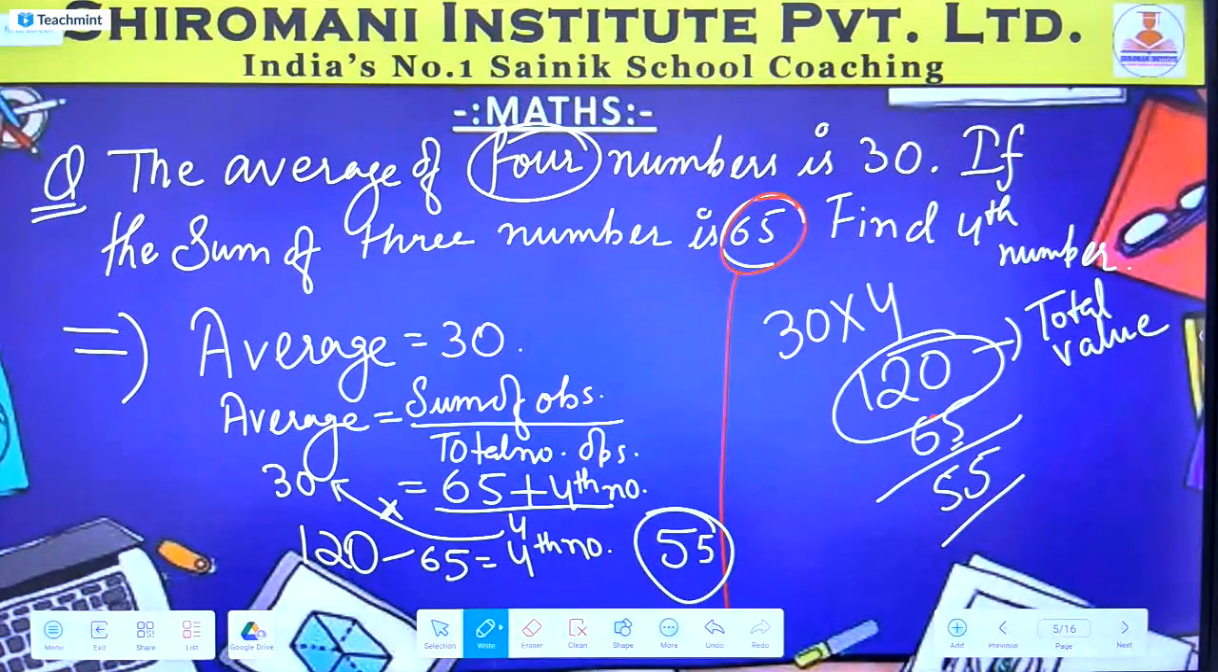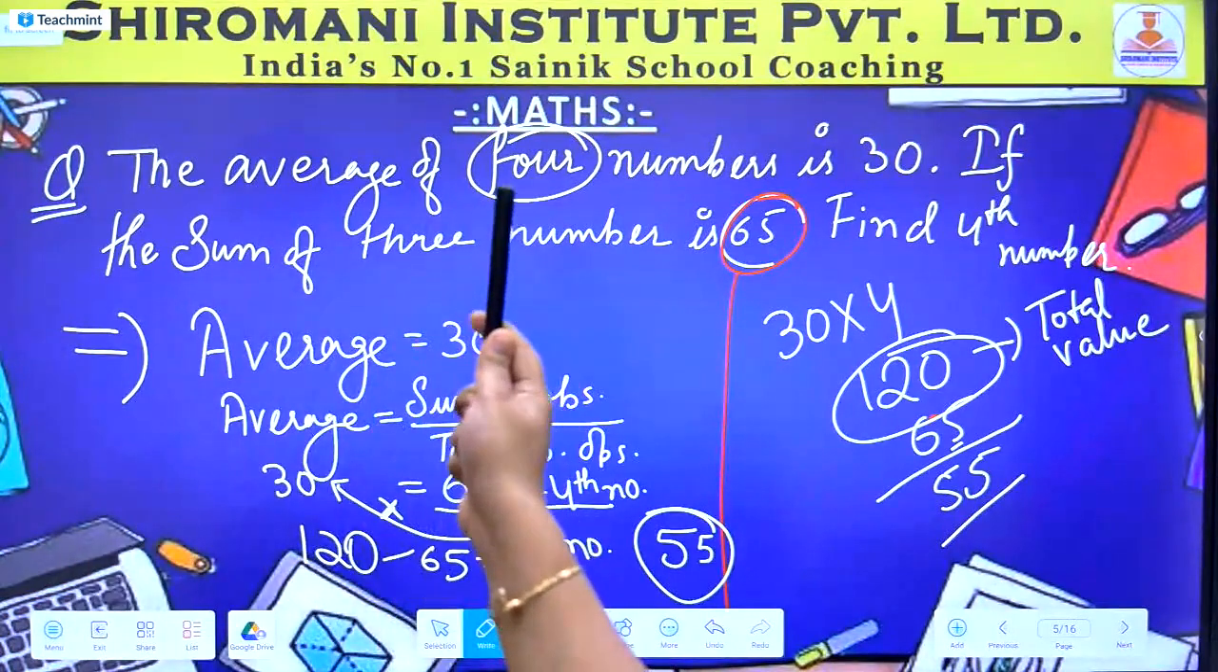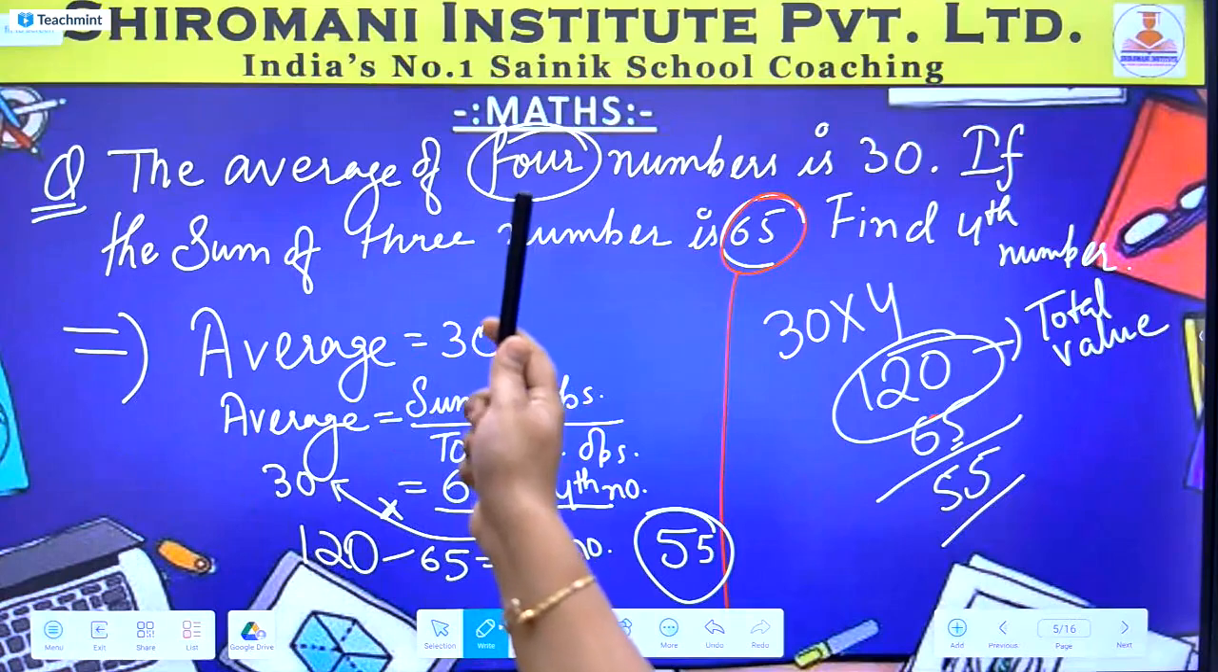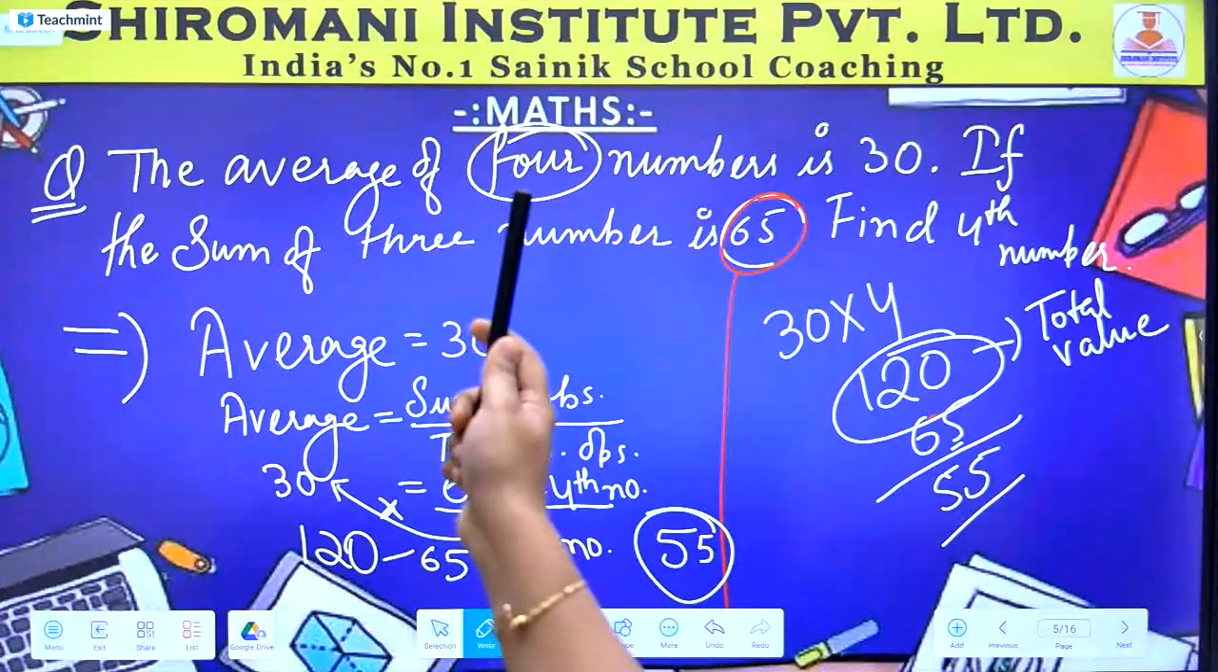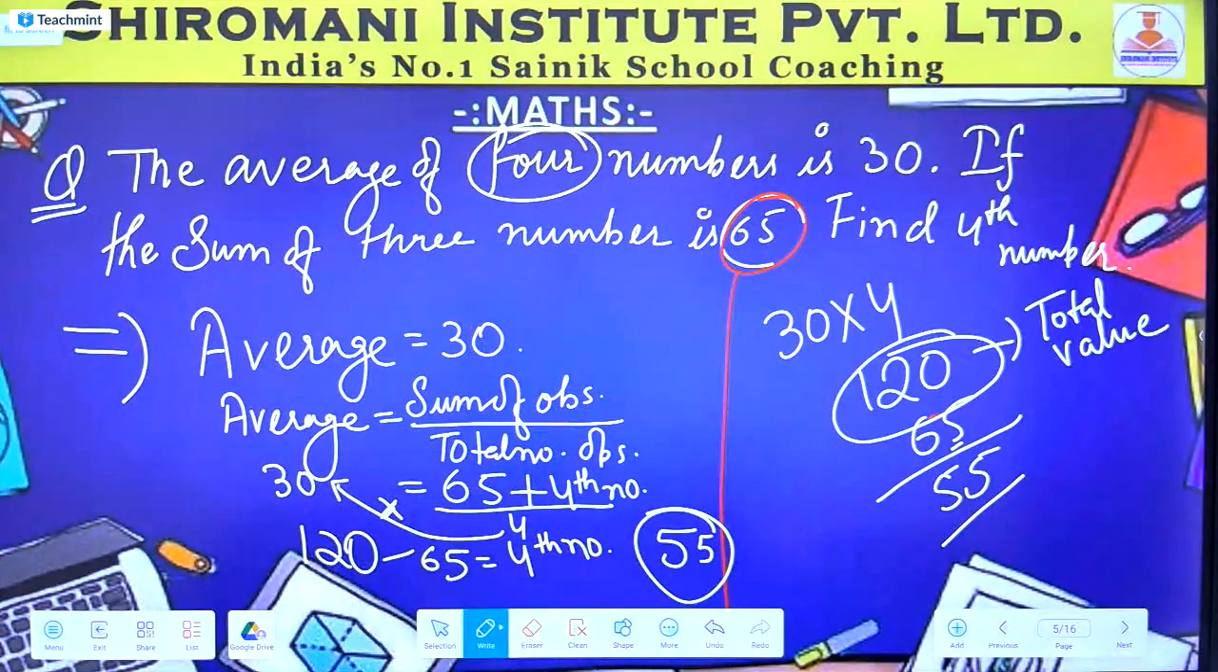Yes, Litika? Ma'am, I didn't understand how you get the total number of observations as 4. It's given in the question. I have circled it. It's written in the question: average of four numbers. Okay, so ma'am, the total number of observations will be 4. Got it, Litika? Okay.